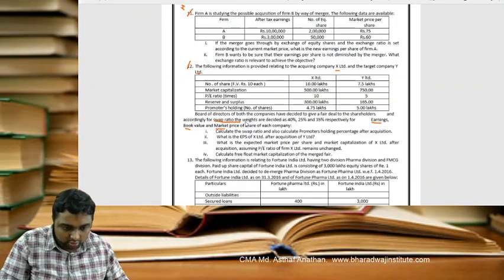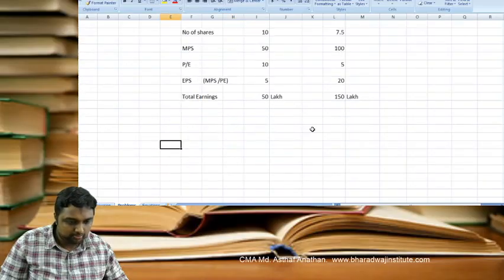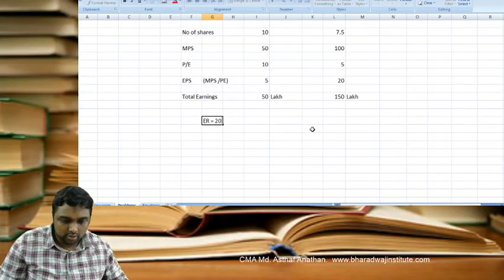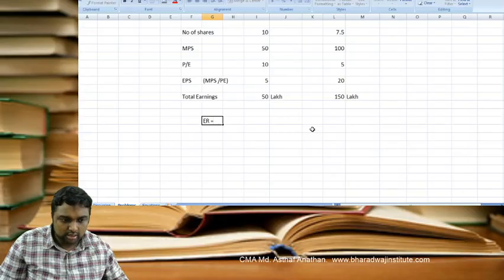Now we have to find out on each basis. First, earning. Exchange ratio. Earnings is what? EPS only. 20 by 5.